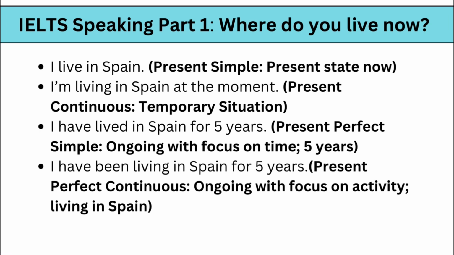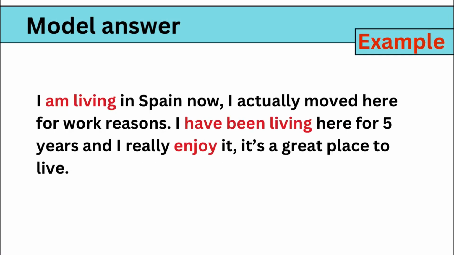So how can you arrange these sentences in a model answer? I am living in Spain now. I actually moved here for work reasons. I have been living here for 5 years and I really enjoy it. It's a great place to live. So you can construct your sentences like this and can add more information accordingly.